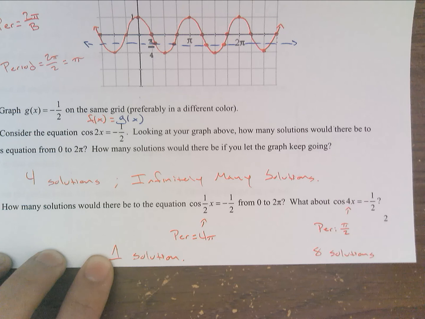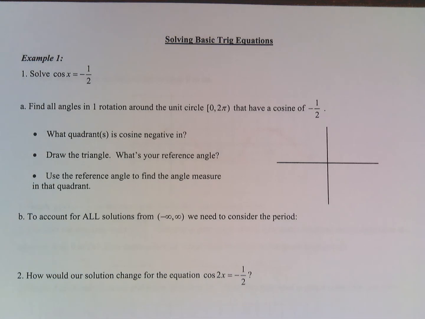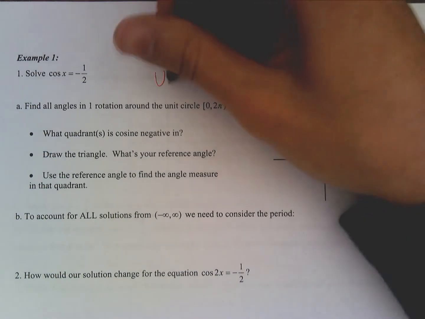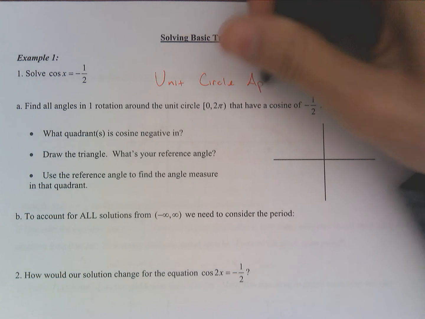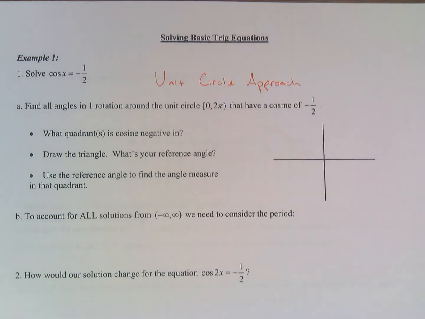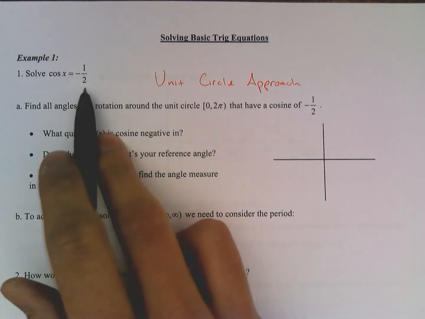All right. Go ahead and flip the page. We'll get a little bit more practice. So now that we've seen what these solutions look like on the graph, let's see what these solutions look like on the unit circle. So for this page, I'm going to title it the unit circle approach. So let's find all of the angles in one rotation that satisfy this equation here.